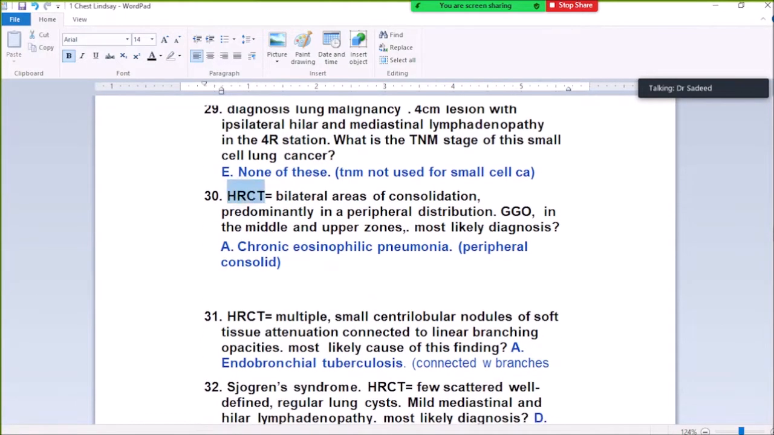Question number 30. HRCT shows bilateral areas of consolidation, predominantly in peripheral distribution, and ground glass opacities in the middle and upper zone. Most likely diagnosis is chronic eosinophilic pneumonia. In chronic eosinophilic pneumonia, there is peripheral consolidation. So in HRCT, bilateral areas of consolidation, predominantly in peripheral distribution, and ground glass opacities are seen in chronic eosinophilic pneumonia.